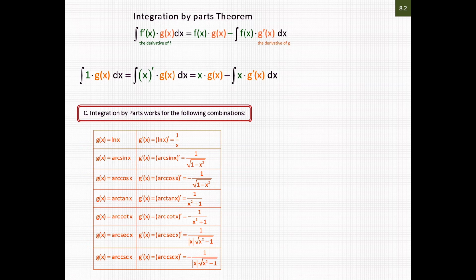Integration by parts also works for the following integrand: the product of 1 and a function g, where g of x can be either ln of x, or arcsine of x, or arccosine of x, or arctangent of x, or arccotangent of x, or arcsecant of x, or arccosecant of x. To create the integration by parts pattern, 1 is replaced by the derivative of a function f. You find function f evaluating the antiderivative of 1, which equals x.